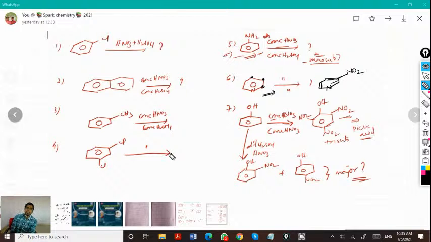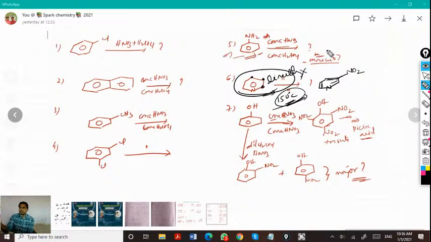But the thing is, pyridine will not react directly. It is less reactive toward the nitration mixture, so it requires high temperature. At high temperature we can carry out the nitration. So this was the last class discussion.